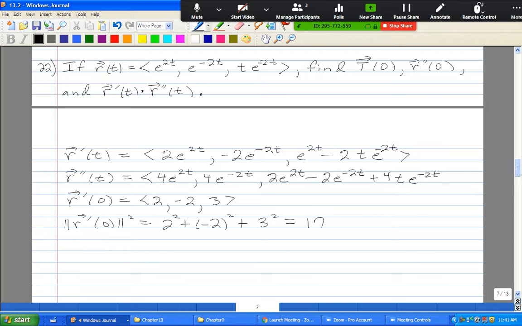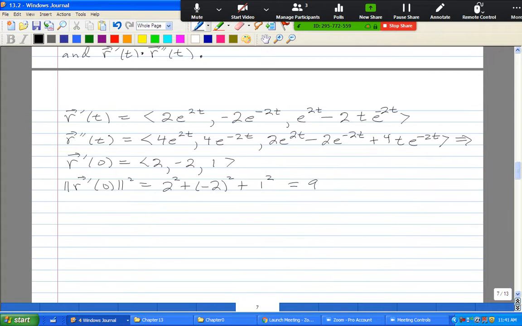Okay, so this will change. Plugging in 0, 2, negative 2, 1. That would have been 1 anyway with the plus. Doesn't matter. Okay, so either it's 22 or 22-ish. Okay, so this is going to be 4, 8, 9. Okay, so that says that the norm of this, at 0, will be 3.